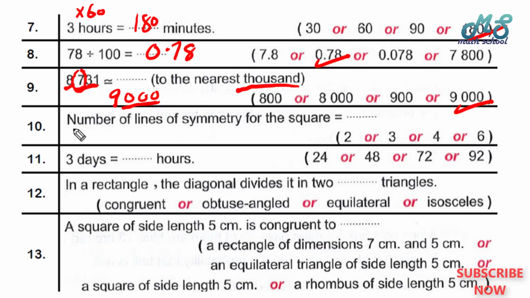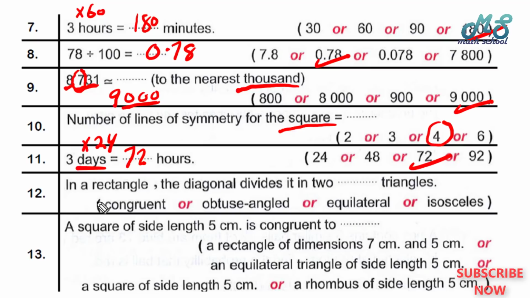Number 10 the number of lines of symmetry of the square متكررة 4 lines. 3 days equals how many hours. كلنا عارفين المين relation إن ال 1 day equals 24 hours. So to convert from days to hours, just multiply by 24. 3 times 24 equals 72. سهلة جدا. يبقى ال correct answer عندي هتكون 72.